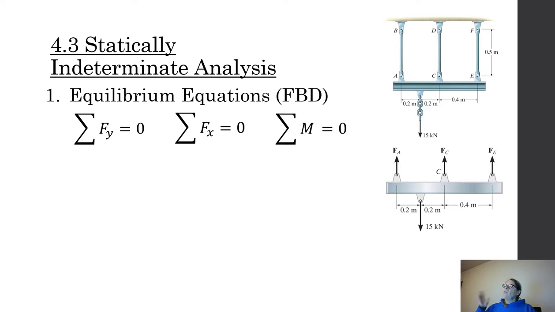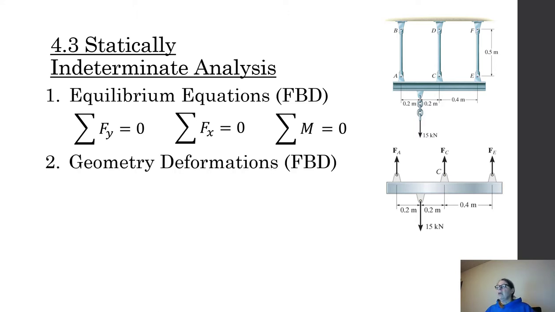So if we sum in the y direction, I have FA plus FC plus FE minus 15 kilonewtons equals 0, three unknowns. I could sum moments about A, and I'm going to have force C and force E. And you're thinking, well, I'll just sum moments about E and have A and C. Well, I'll just sum it about C and have A and E. You have this twisted up mess, okay? Twisted up mess. So I have this indeterminacy, this 1 degree indeterminacy.